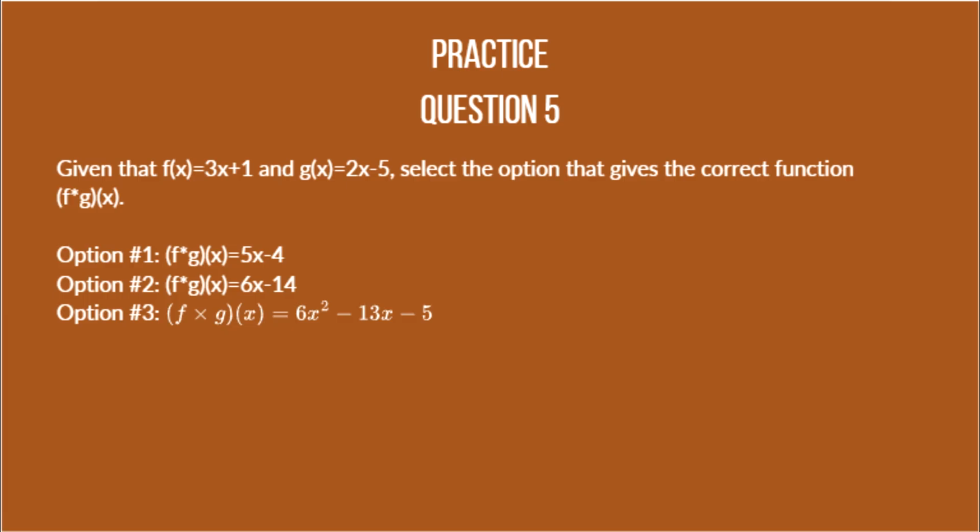I'm sorry. Practice question number 5. Given that f of x is equal to 3x plus 1 and g of x is equal to 2x minus 5, select the option that gives the correct function f times g of x. I'm going to go ahead and write it out because that's how I roll.